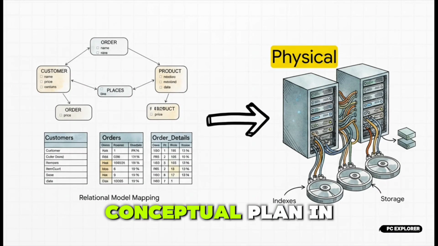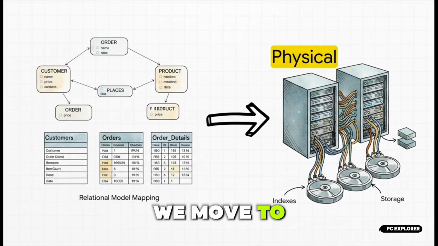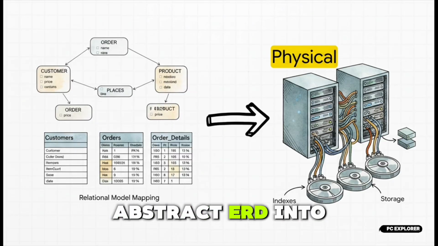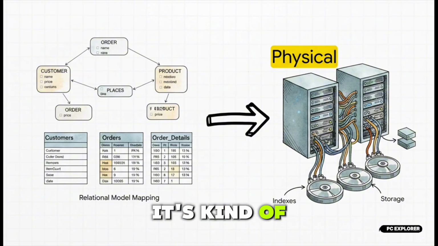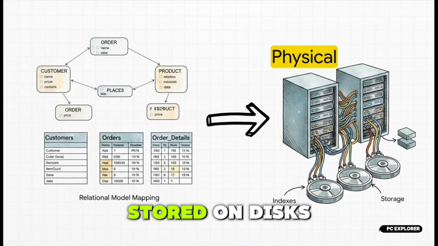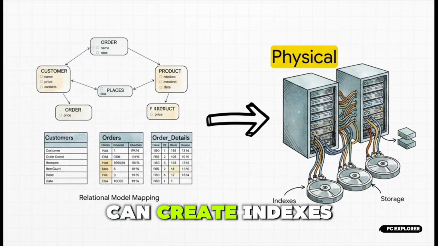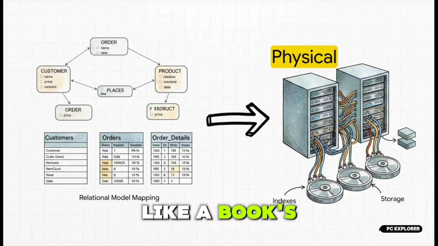So, with that conceptual plan in place, we move to the logical design. This is where we translate that abstract ERD into a concrete structure, like the tables you see here. It's kind of like turning a floor plan into a list of rooms with their exact dimensions. Then, we get to the physical design, and this is all about the hardware. We decide exactly how these tables are going to live on servers, how data is stored on disks, and how we can create indexes, which are basically like a book's index, to find information incredibly fast.